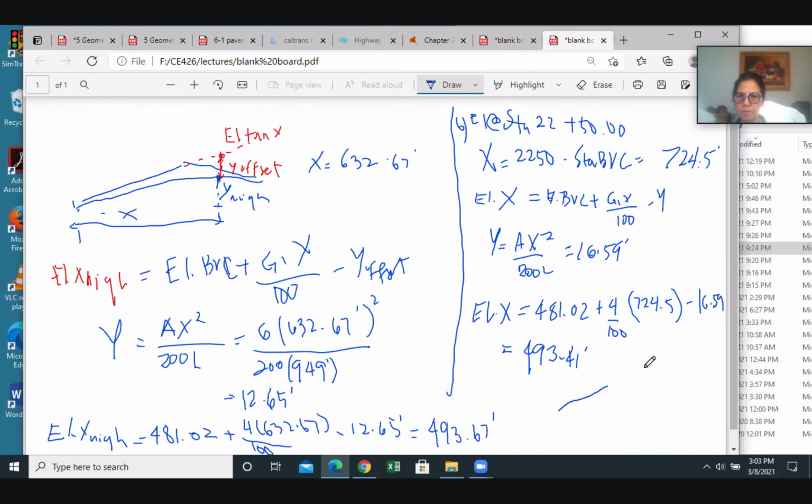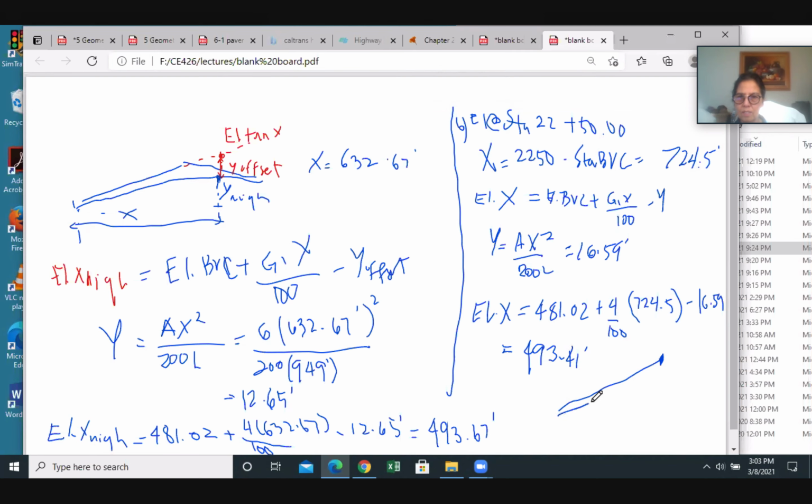So again, the concept is, first you need to know the elevation, right? And then you subtract the y offset. So this is the known elevation of the BBC, and then you need to know this one, and then you subtract. So it's always plus, so you go up, and then minus. So plus, minus. This is for a crest curve. So this is plus, this is what we have here, and then minus y. Any question on this?